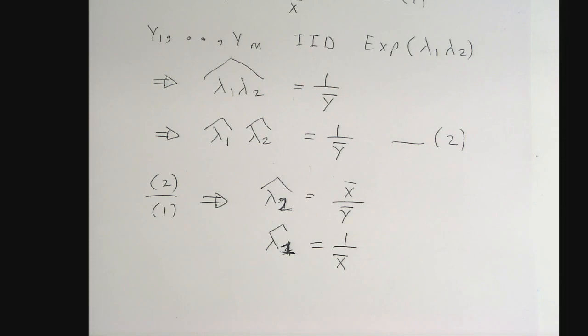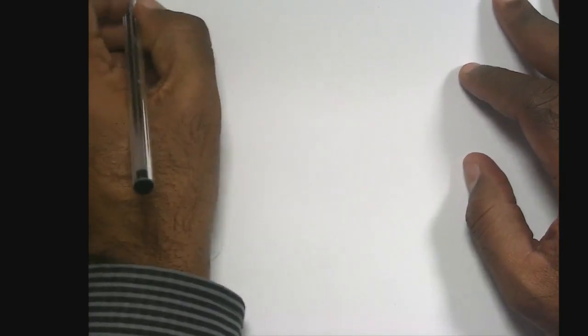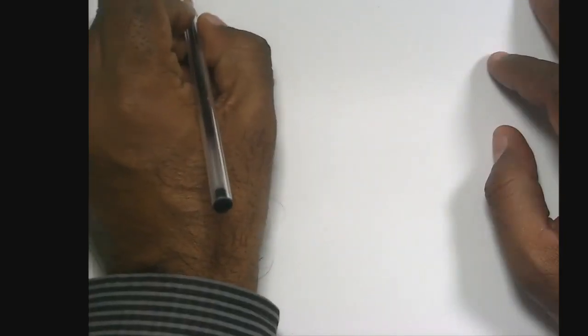All right, guys, can you do question 7 now? Can you do question 7, please, now? This is question 7. You have x1 to xn.